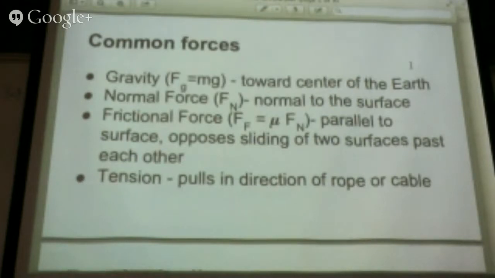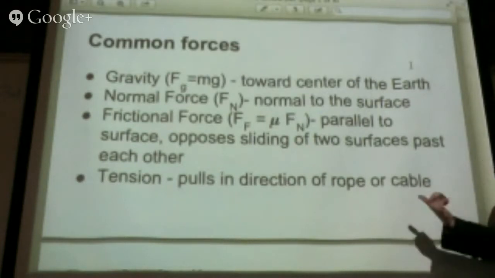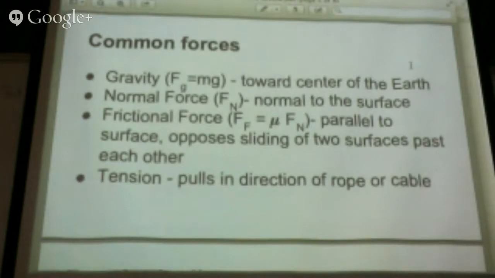Questions on that? Oh, tension. Tension, one more. Tension is the name of the force that we give to ropes and cables. We did a Tarzan problem. He was swinging across on a vine. We said there's tension in there. Tension force is along the direction of the rope.